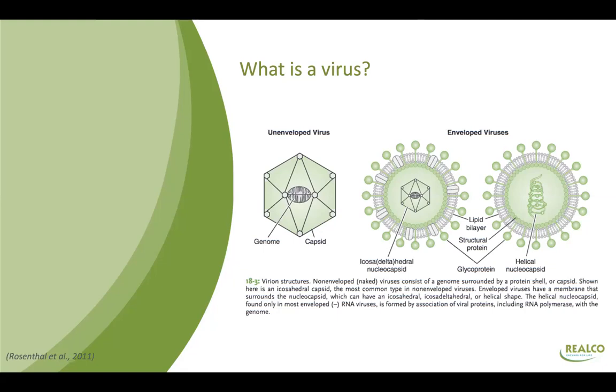So the criteria used for classifying viruses are primarily based on three structural considerations. One, the type and the size of the nucleic acid. Two, the shape and the size of the capsid. And three, the presence of a lipid membrane.